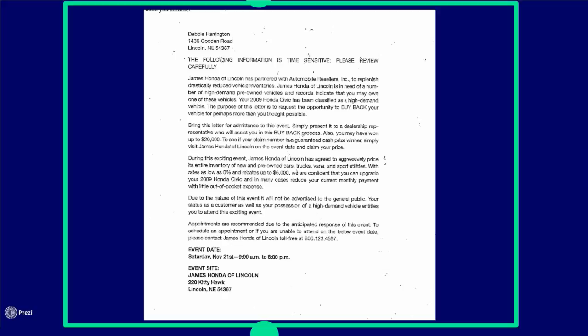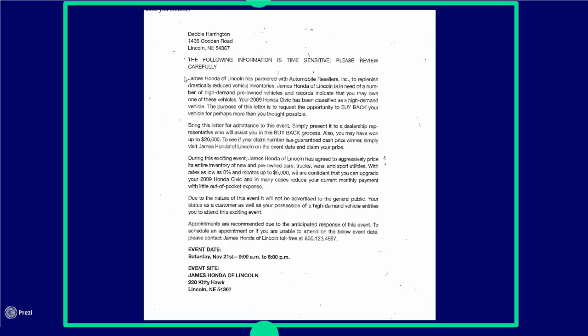Your 2009 Honda Civic has been classified as a high demand vehicle. The purpose of this letter is to request the opportunity to buy back your vehicle for perhaps more than you thought possible. So if I'm this author, I'm going to condense this information into the subject line and then re-emphasize it in the opening line. Your 2009 Honda Civic is in high demand, and we want to request the opportunity to buy back your vehicle for more than you thought possible. We want to condense all of this down and put it in the subject line.